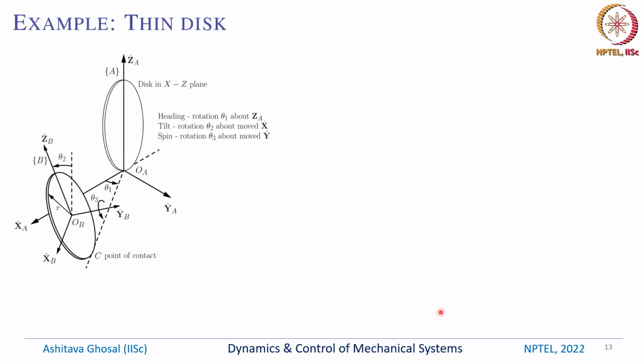The last example, or recapitulation of equations of motion, is that of a thin disk. So we have a thin disk which is originally in the xz plane, and then there is a rotation theta 1, which is called the heading, so rotation about the z axis. Then the next rotation is theta 2, which is about the moved x-axis, and then the final spin, which is theta 3, about the moved y-axis. So basically we have generalized coordinates for this problem as x, y, z, theta 1, theta 2, theta 3.